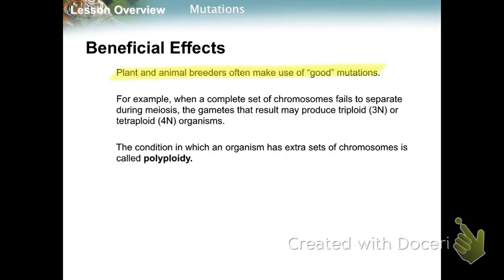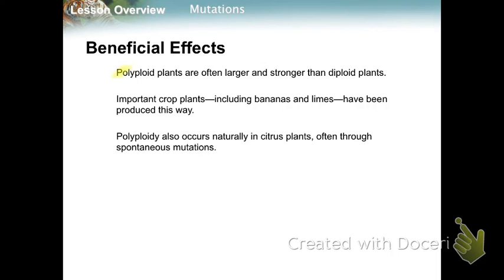Plant and animal breeders try to take advantage of good mutations. In plants, when a complete set of chromosomes fails to separate during meiosis, the gametes may produce triploid or tetraploid organisms. This is called polyploidy, and there's an extra set of chromosomes. Polyploid plants, say that 3 times fast, are often larger and stronger than diploid plants. Bananas and limes have been produced in this way. These are really important crop plants. Polyploidy also occurs naturally in citrus plants through spontaneous mutation.